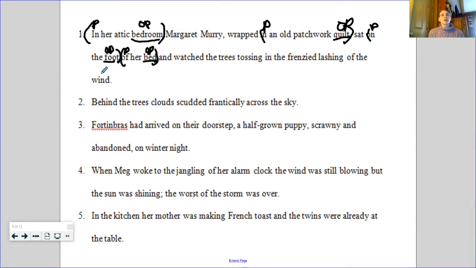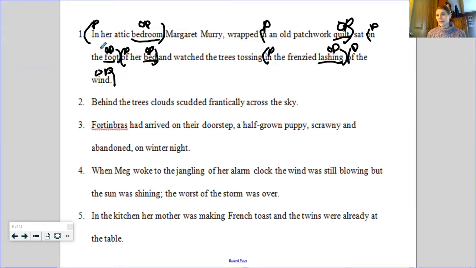And watch the trees tossing. I have another in. That's my preposition. Where will my phrase end? In the frenzied lashing. So this participle here is working as a noun. So I'm going to count that even though it's present participle form. And there's my of again, of the wind. Look at all of these prepositional phrases that Madeline L'Engle included in this sentence to make it more interesting.